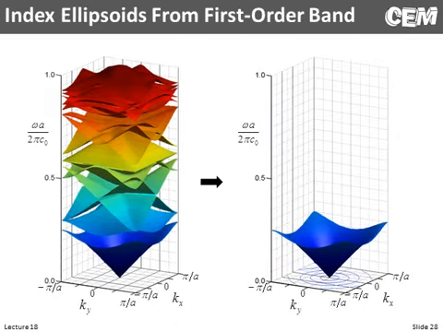Okay, so let's grab the first order band, the first sheet. So now imagine we have a plane. This is our frequency axis, so we can choose a plane with a constant frequency that slices through this sheet. The intersection between that plane and this sheet is an isofrequency contour.